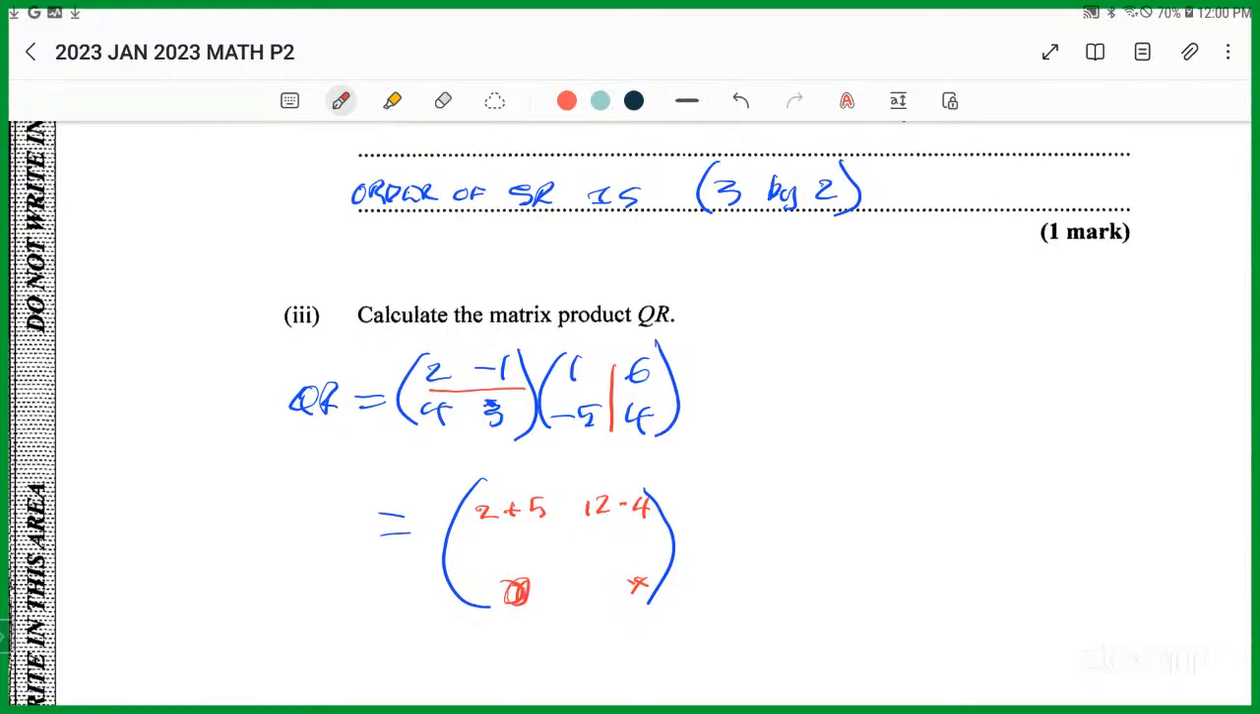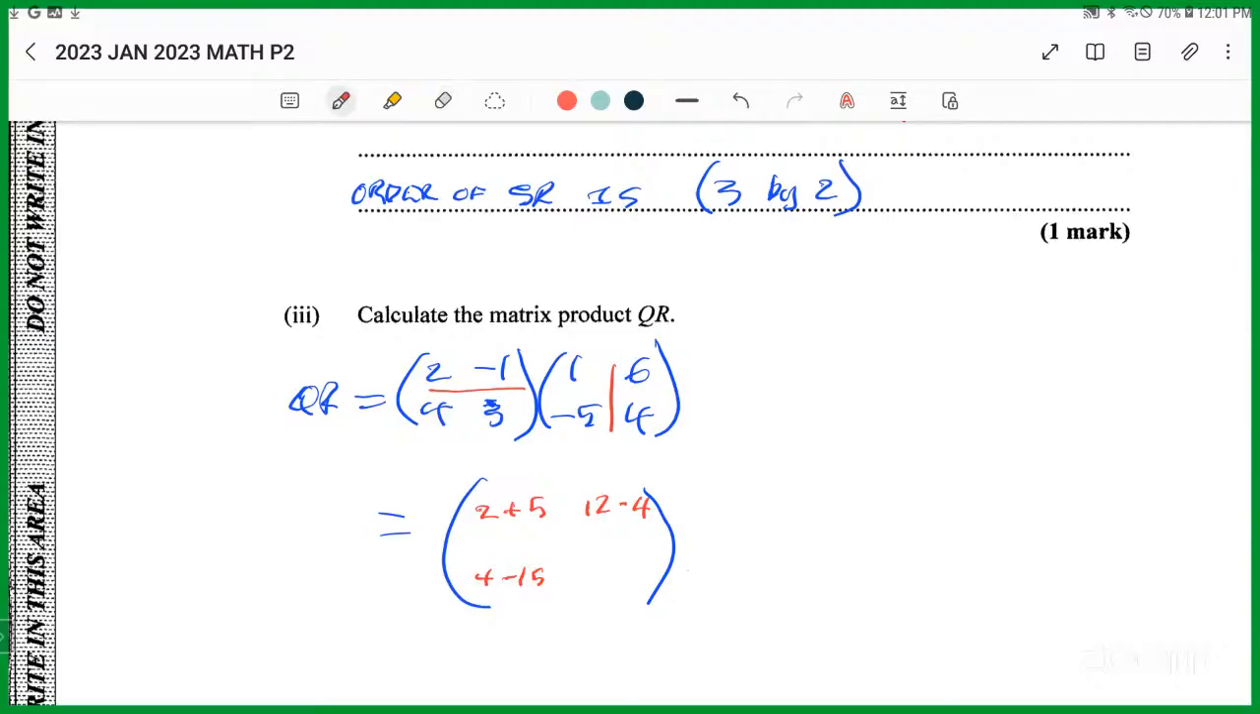Then the value down here is positioned in the second row, first column. So to get it, we multiply this second row by this first column. First element in the row and the first element in the column, second element in the row and the second element in the column. So it is 4 times 1 is 4. And 3 times negative 5 is negative 15. Then the value down here is positioned in the second row, second column. So to get it, we multiply this second row with this second column. So it's 4 times 6, and 3 times 4.